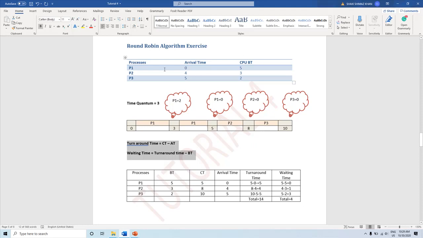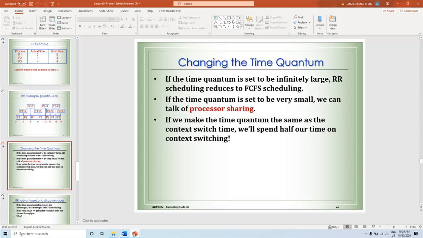For example, take the first process P1. What is its burst time? 5, right? Now if I make the time quantum 5, you can see this round robin algorithm would work like FCFS, the first algorithm we discussed initially. It would work like FCFS if the time quantum is very large. So the time quantum should not be big.